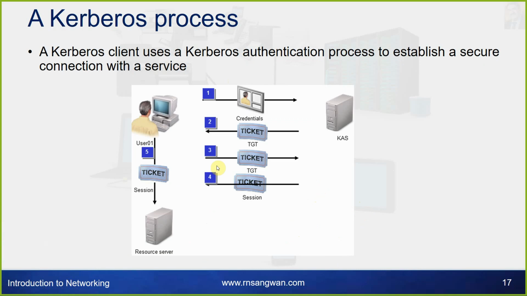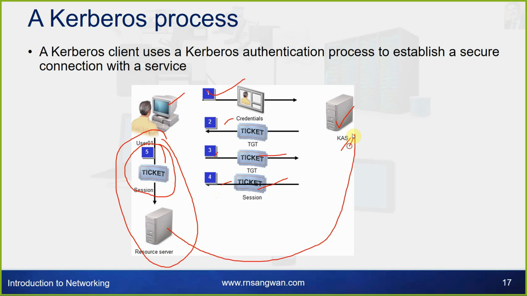Kerberos process. A Kerberos client uses a Kerberos authentication process to establish a secure connection with the service. So step 1, credentials. Step 2, he will get a ticket from the server. Step number 3, the ticket is verified. And step number 4, session started. Step number 5 is the resource server, wherein it will use the ticket and the session details to interact, which the resource server in its own way will verify: whether this is the ticket, these are the details, shall I allow this user or not.